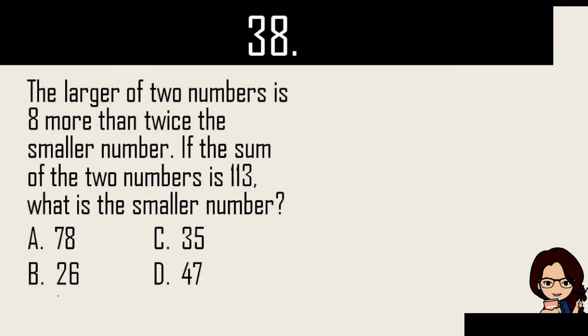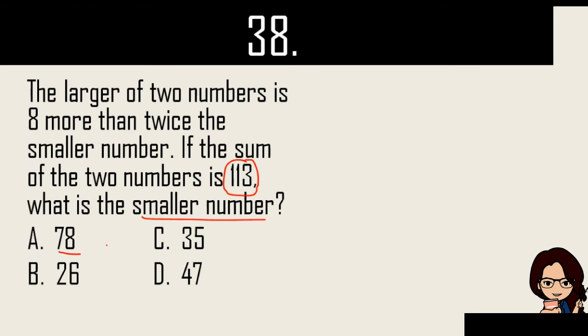Okay? Number 38. The larger of two numbers is 8 more than twice the smaller number. If the sum of the two numbers is 113, what is the smaller number? Okay. Ngayon, ang quickest na elimination technique dito is looking at the options, okay? Ang hinahanap yung smaller number. Ang sum daw nila is 113. Tanong, kung 78 yung smaller number mo, ilan na lang yung natitira sa 113?